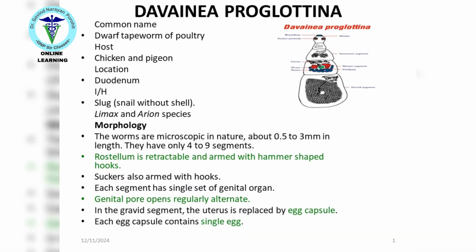Davainea proglottina, the dwarf tapeworm of poultry, affects chickens and pigeons and resides in the duodenum. The worms are microscopic, with a retractable rostellum armed with hammer-shaped hooks. Each segment has a single set of genital organs, and the genital pore opens irregularly alternately. Eggs contain a single egg capsule.